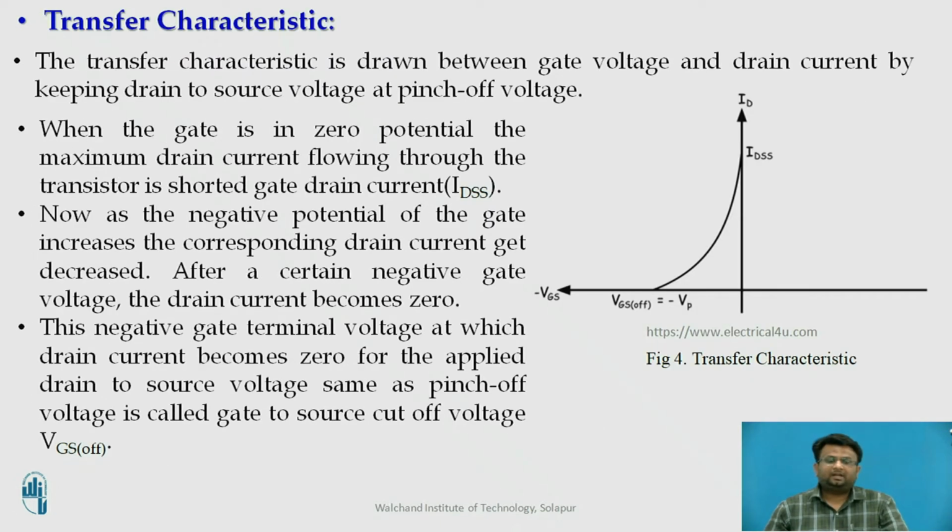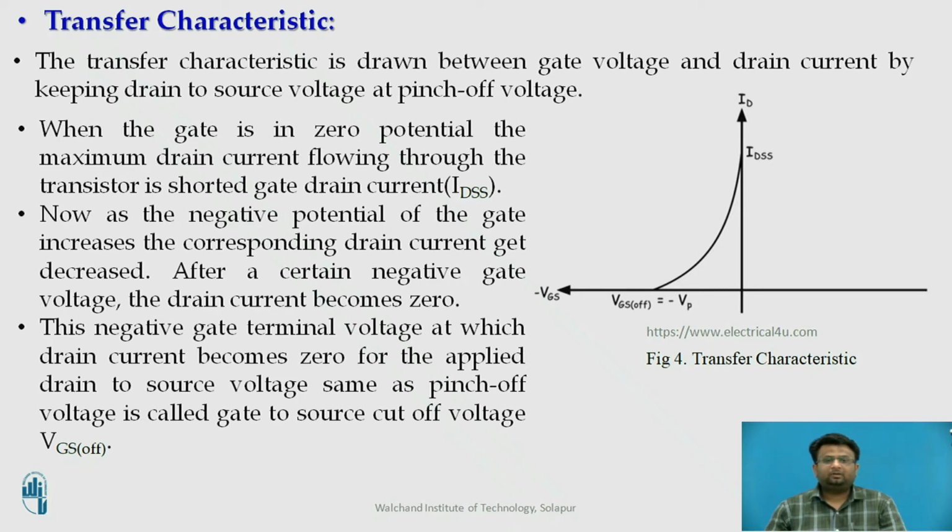So what are the transfer characteristics? A transfer characteristic is drawn between the gate voltage and the drain current, keeping the drain to source voltage at the pinch off level. When the gate is at zero potential, the maximum drain current flowing through the transistor is the shorted gate drain current, that is IDSS. Now as the negative potential of the gate increases, the drain current decreases, and after a certain negative gate voltage the drain current becomes 0.